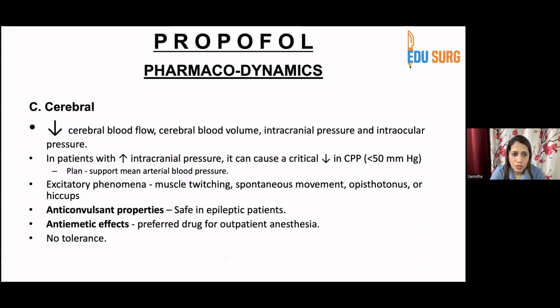In the cerebral component, it reduces the cerebral blood volume, intracranial pressure, and intraocular pressures. In patients with raised ICP, it can cause a critical drop in the cerebral perfusion pressure, to less than 50 millimeters of mercury. So basically, when you're giving it, it is better to give some pressor preemptively so that the BP doesn't drop. Sometimes, very early, it may cause muscle twitching and spontaneous movements or hiccups. It has anticonvulsant properties, so it is safe in epileptic patients, has of course antiemetic effects, and doesn't have any long-term tolerance.